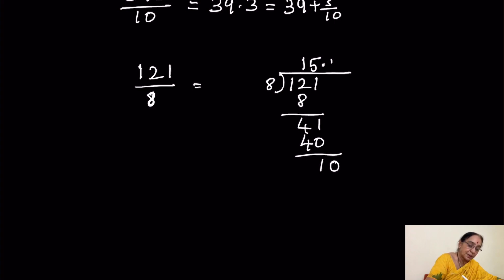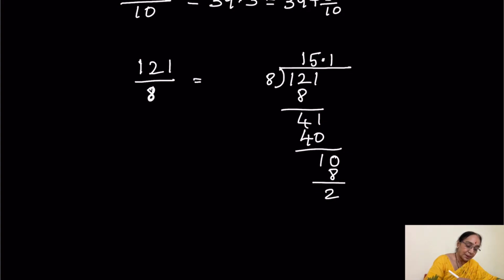Now 8 divides 10 once, and I get the remainder 2. And I want to divide further. I want to see what are the other decimal numbers, the digits that I get. So I add one more 0 here.